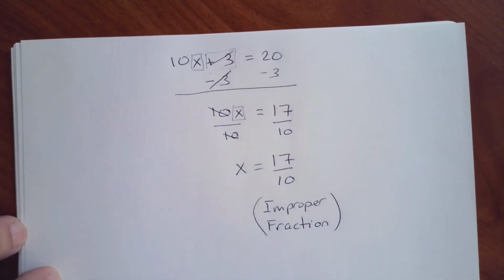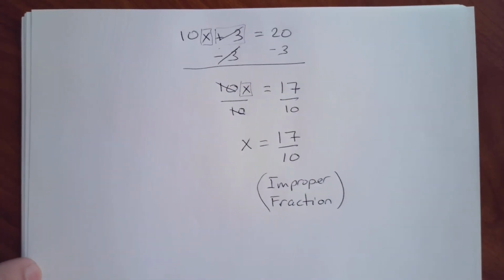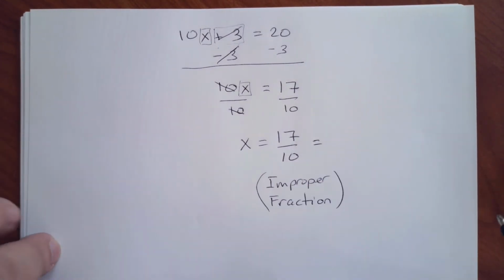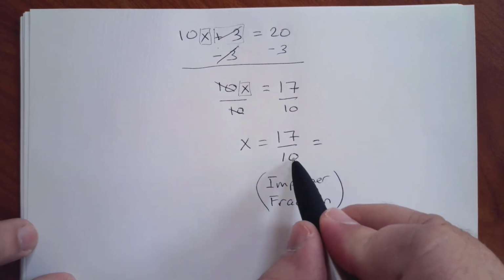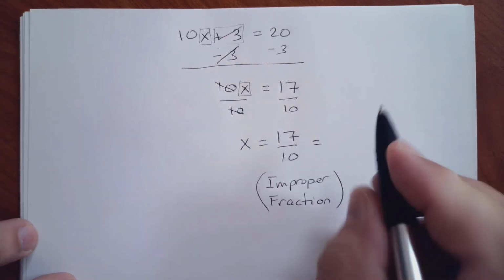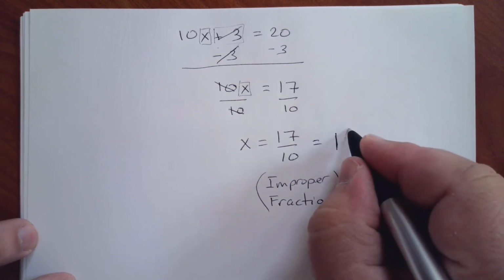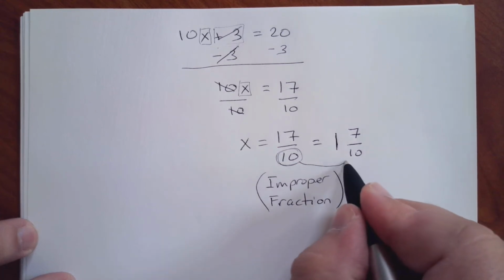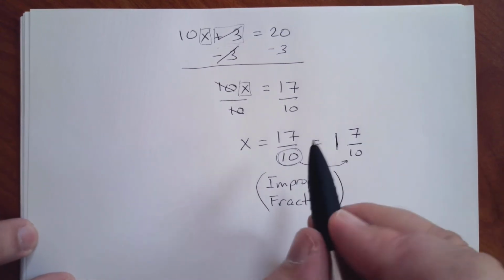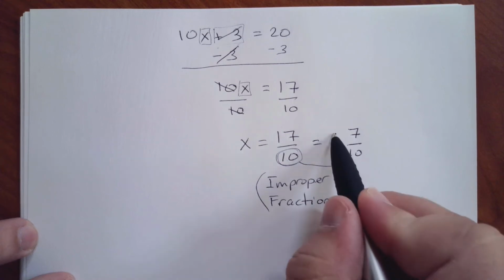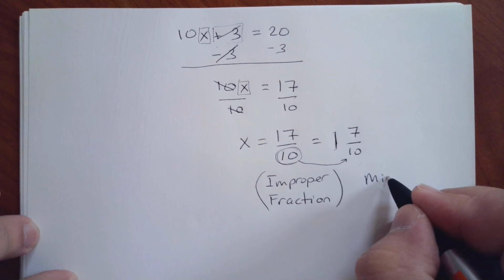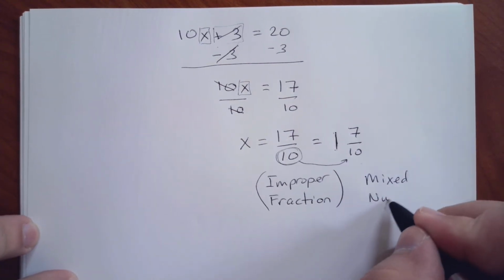This is called an improper fraction. Why is it called an improper fraction? The top's bigger than the bottom. So we have to convert it. How many times does 10 fit into 17? With how many left over? 7. Notice the denominator always stays there. So it fits in there solid 10 one time with 7 left over. This is what's called a mixed number.